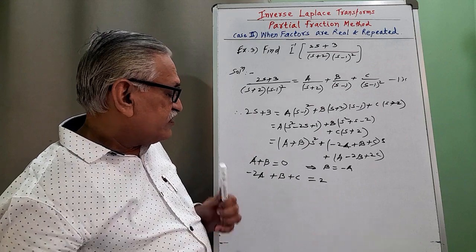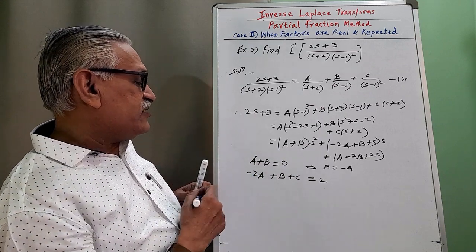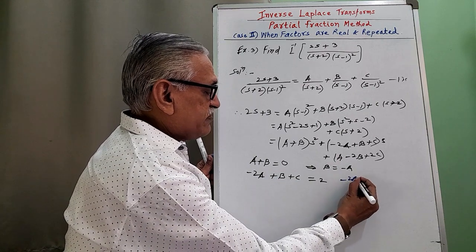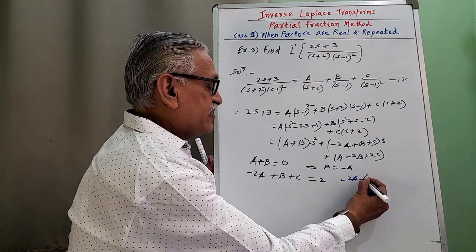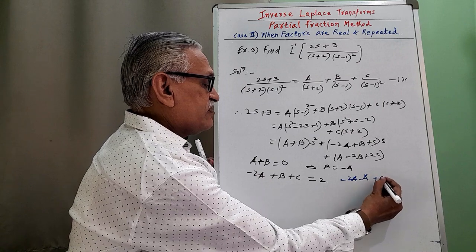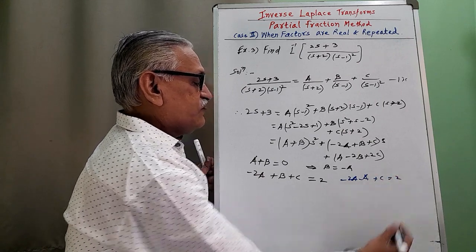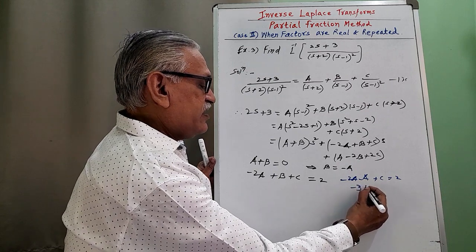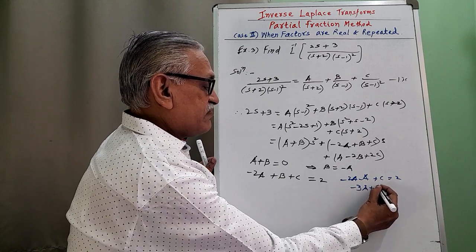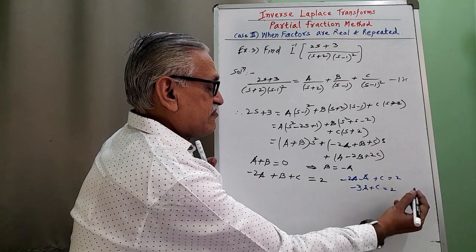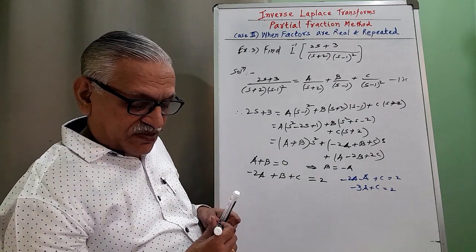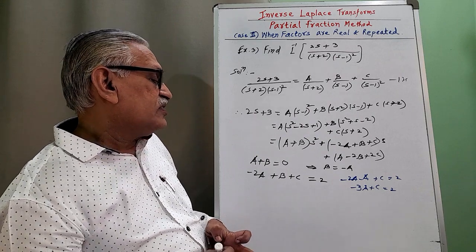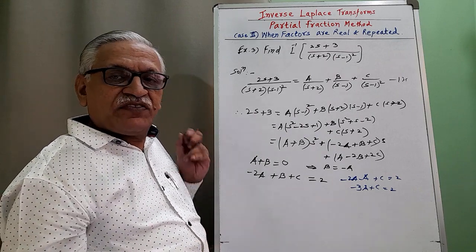Then substituting the value of b as minus a, this one becomes minus 2a, again minus a, and plus c is equal to 2. Minus 3a plus c equals 2.